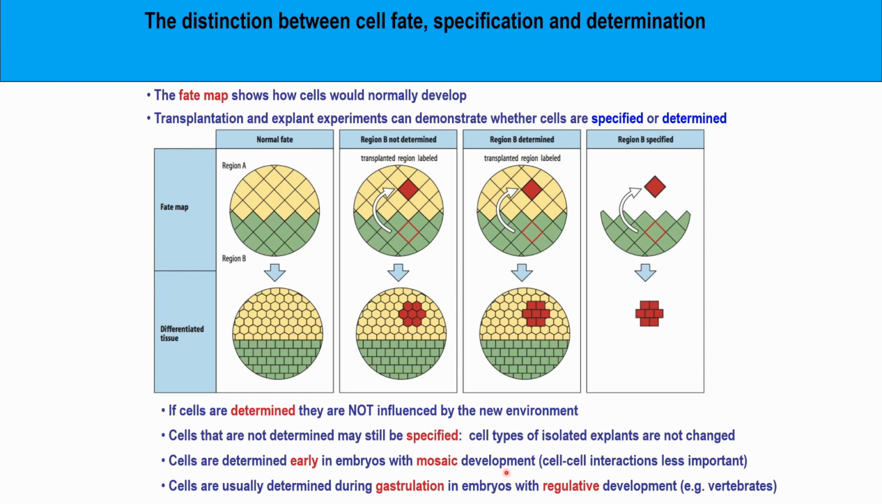And in mosaic development, it was where we had these determinants that were passed from mother to daughter cell, and cell interactions were less important. And in the case of regulative development, for example, which is the most common in vertebrates, cells were usually determined later on during gastrulation, for example. And this was shown through these kind of experiments.